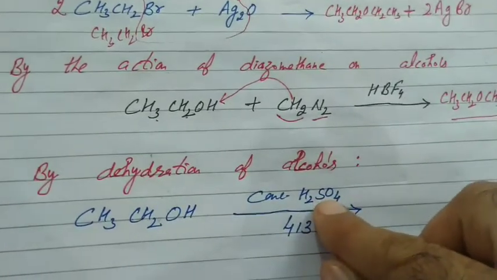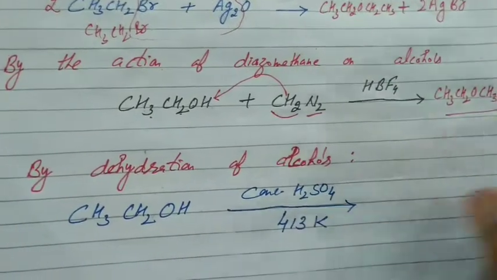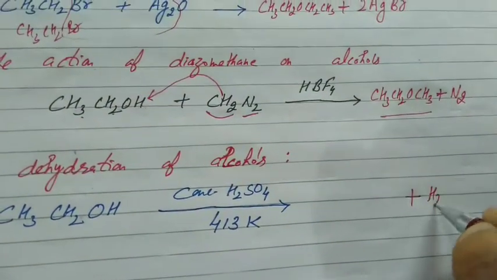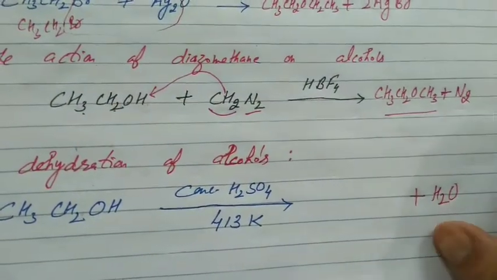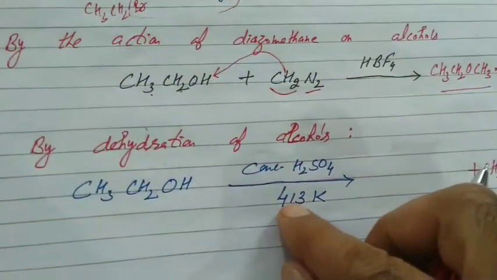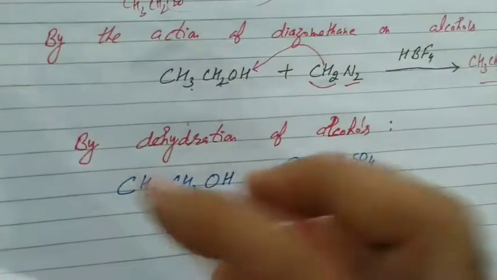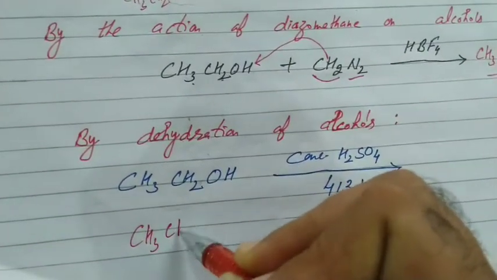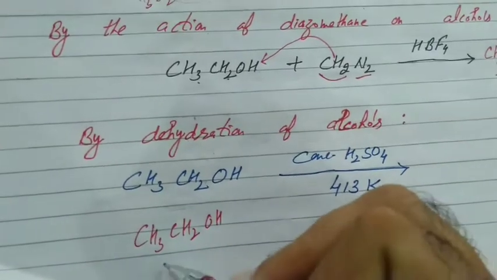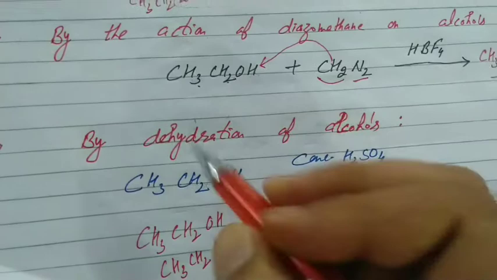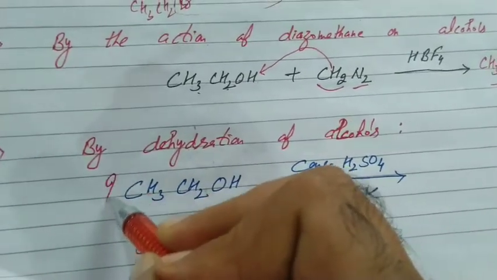Concentrated H2SO4 possesses strong affinity for water. Whenever we use it, what will happen? Dehydration. Friends, upon treating alcohol with concentrated H2SO4 at 413 Kelvin temperature, optimum temperature 413 to 415, it's bimolecular. Two molecules of alcohol participate, ROH, ROH. At 413 to 415 optimum temperature, it is bimolecular.